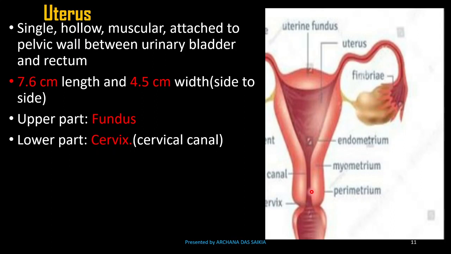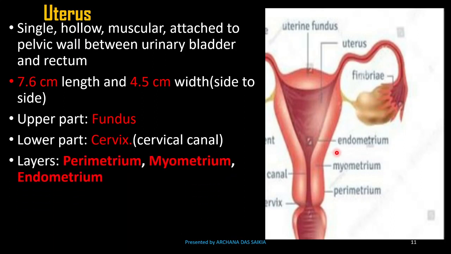The cervical canal is also known as the birth canal. The uterus is made up of three layers: perimetrium, myometrium and endometrium. The perimetrium is the outermost layer, mainly for protection. The myometrium is highly muscular, and it helps in the contractions required during delivery of the baby. When the baby is fully formed within the uterus, it needs to be delivered through the cervical canal, and those contractions are carried out by the myometrium.